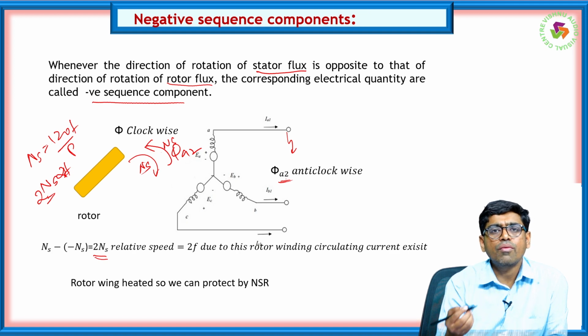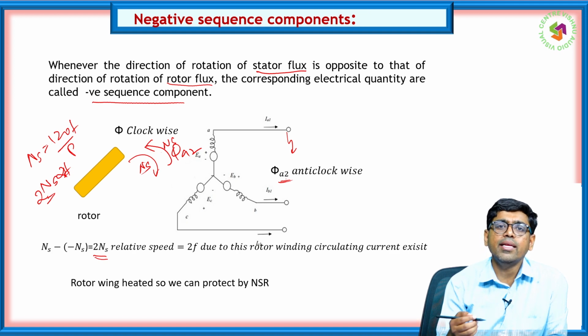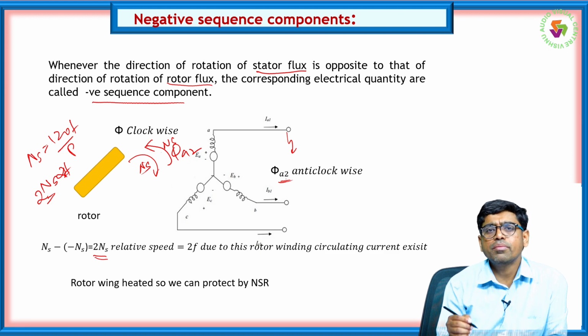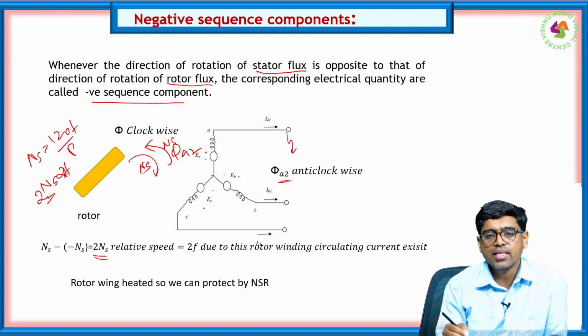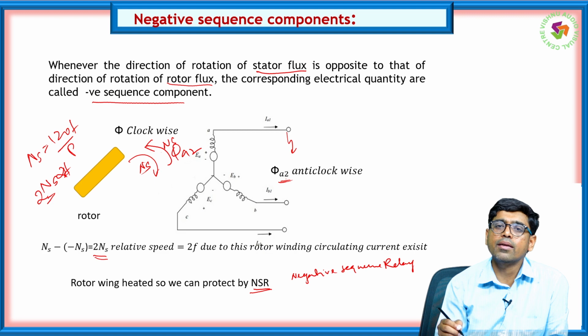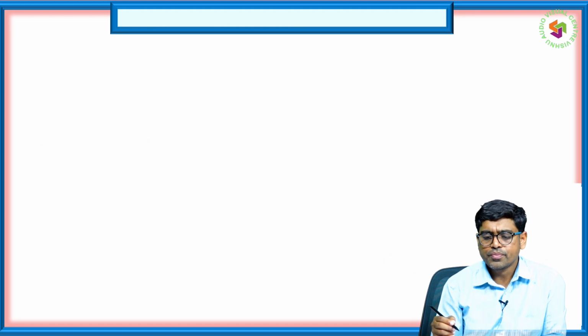Then the rotor winding will be heated, and there is a possibility that the winding can break. So in order to protect the rotor winding, we require a relay. That relay is called the negative sequence relay. This negative sequence relay will be provided for a synchronous generator.